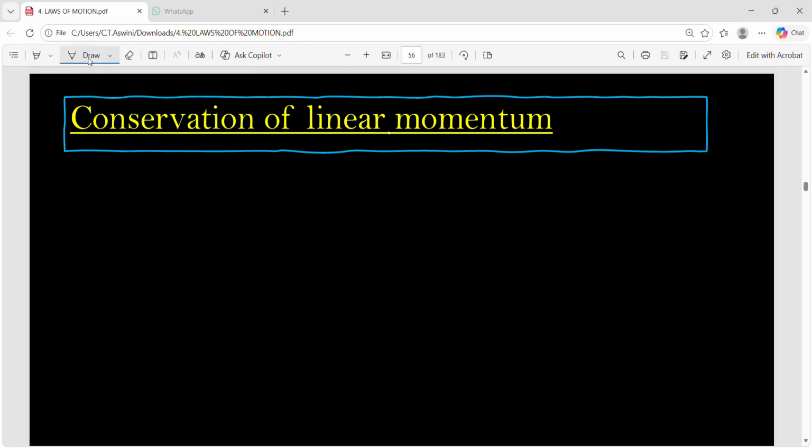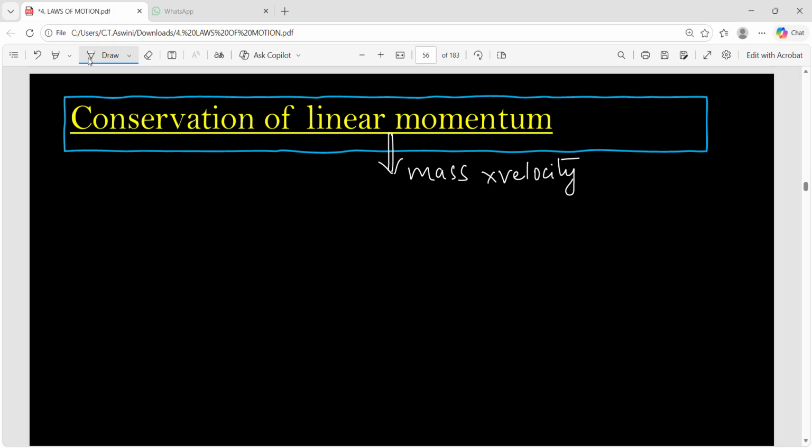Linear momentum is simply the product of mass and velocity, right? So linear momentum P is nothing but m into v, and this is a vector quantity. Conservation. What do you mean by conservation? Conservation means no change. That means something is remaining constant. So whenever I say conservation of linear momentum, it means the linear momentum is remaining constant here.